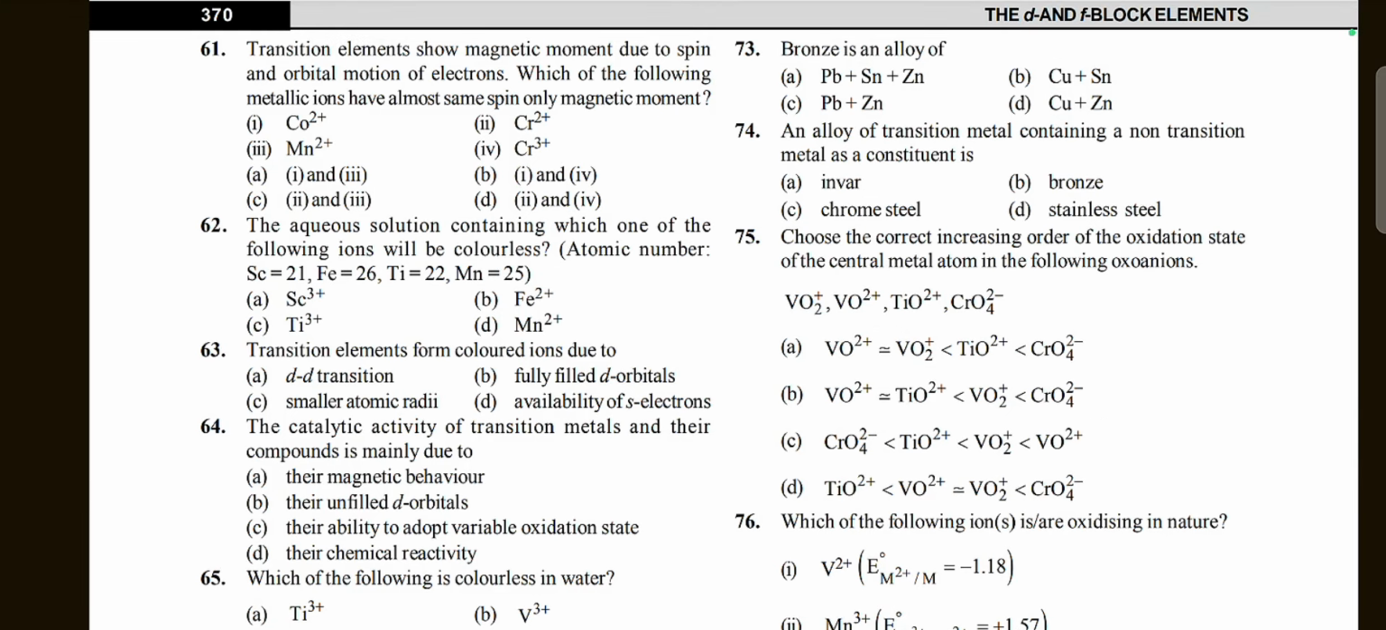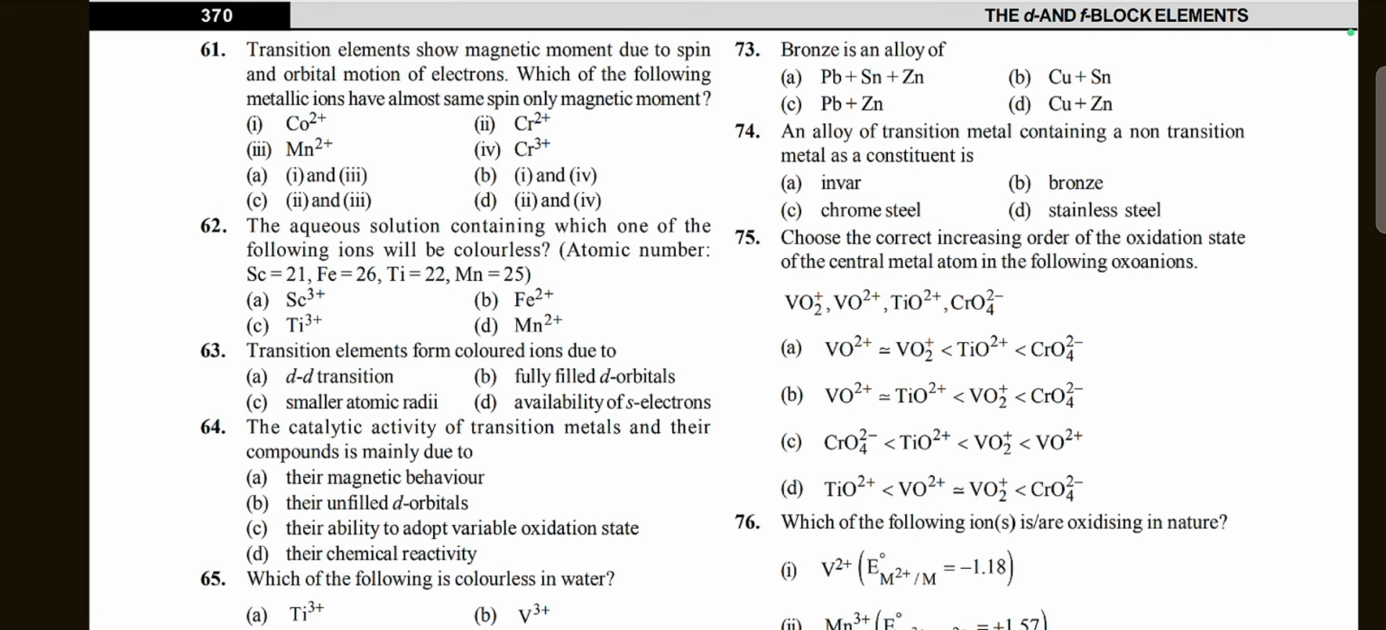Which of the following metallic ions have almost the same spin-only magnetic moment? So Co2+ and Cr3+ will have the same magnetic moment, since both of these have 3 unpaired electrons. So option B will be the answer.